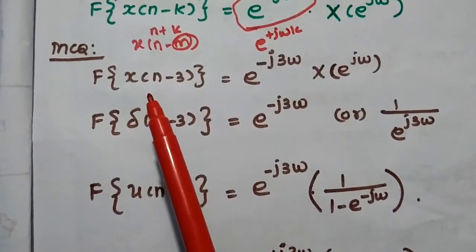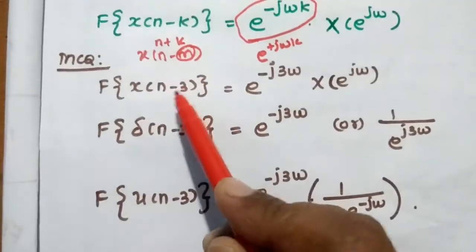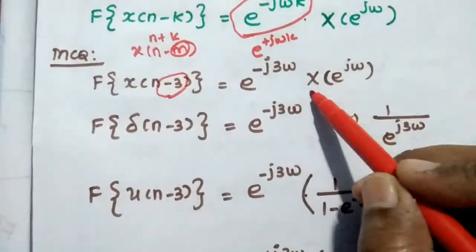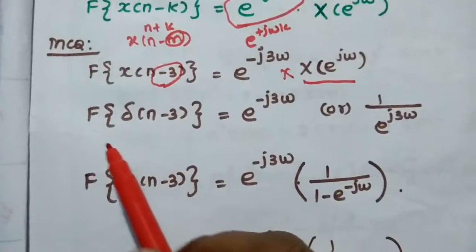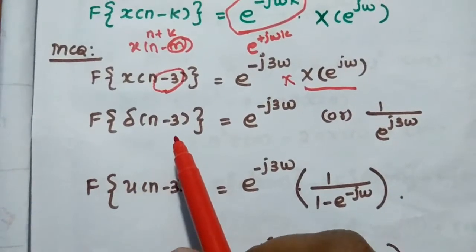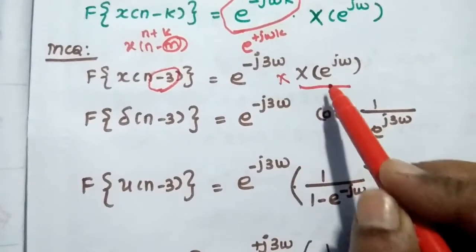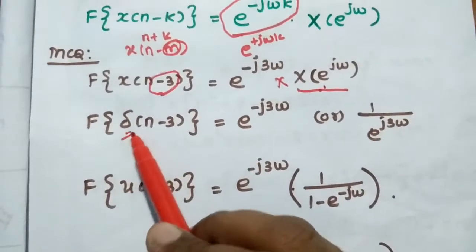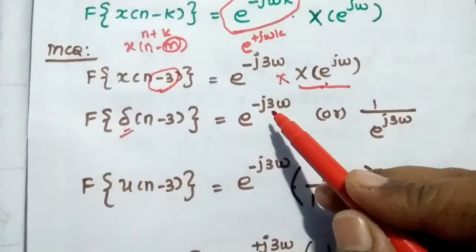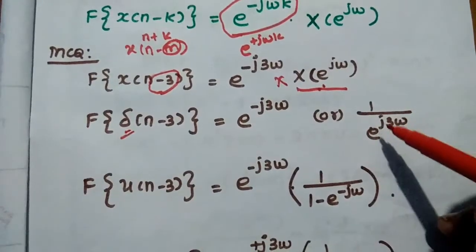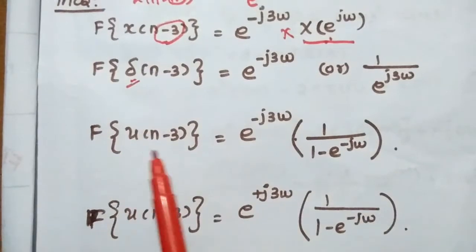Fourier transform of x of n minus 3 is equal to e power minus j3 omega. Here it is minus 3, so that transform is multiplied by e power minus j3 omega. Likewise, Fourier transform of delta of n minus 3 is equal to what? E power minus j3 omega, because the Fourier transform of the delta function is always 1. So this can be written as 1 by e power plus j3 omega. Okay.